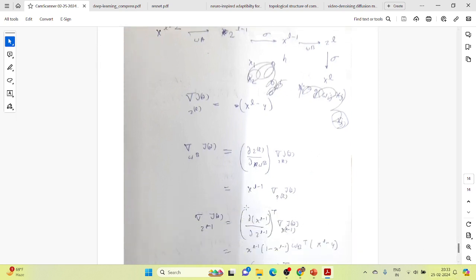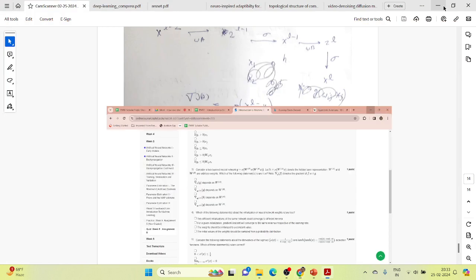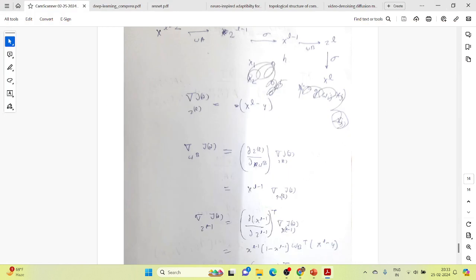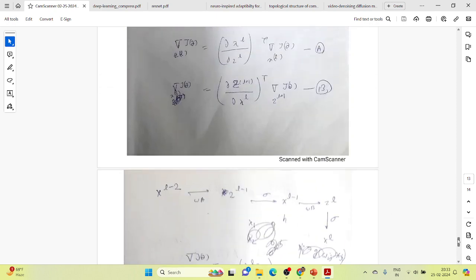No, it is not dependent on anything actually. It is not dependent on WB, WA. It is not dependent on WA. Okay, this is the expression. If you don't understand backpropagation, no amount of guesswork is going to work. To understand all this maths here, no shortcuts.